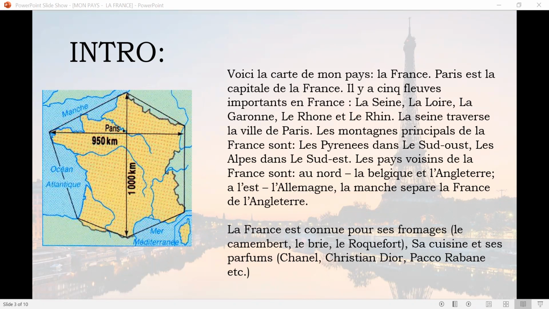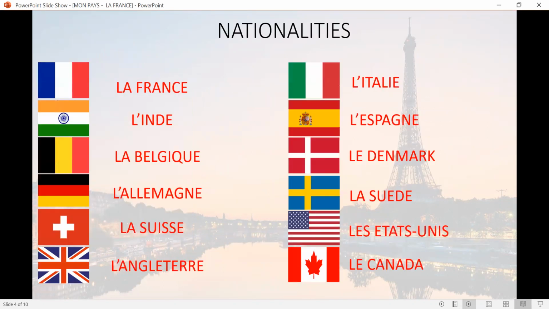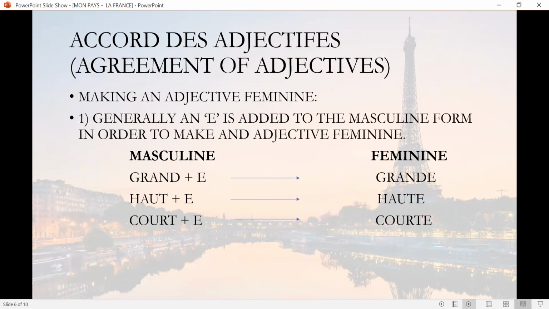So, we have already done the introduction. We have done the nationalities, and here we have the accord des adjectifs, meaning the agreement of adjectives. The first agreement of adjectives that we are going to learn in this video is to make an adjective feminine. To make an adjective feminine, we actually have four points, which we are going to learn step by step. So let's start with the first point.